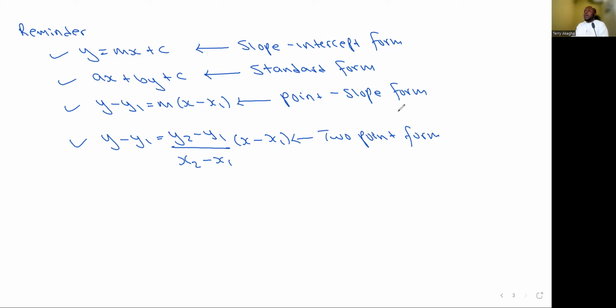Okay, so remember I said regardless, you need to still leave your answer in the slope-intercept form, except you were told otherwise. I've talked about this in the previous video. Please go back and look at it and know how to calculate the equation of a line using this. So let's pick an example here and apply what we just learned.